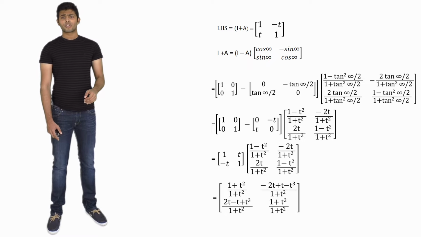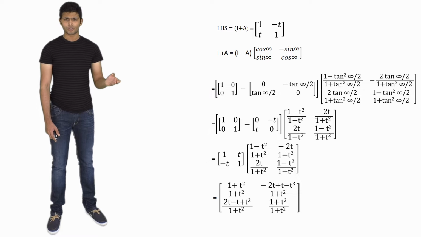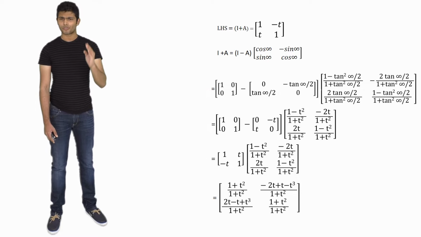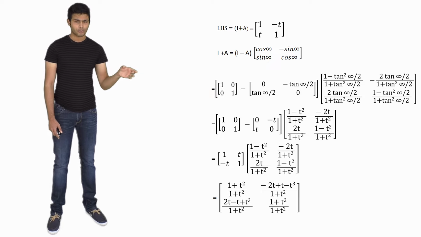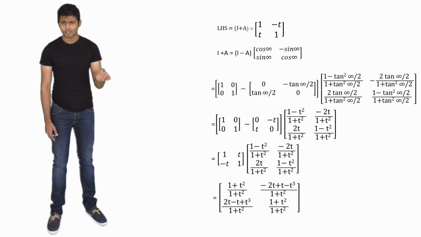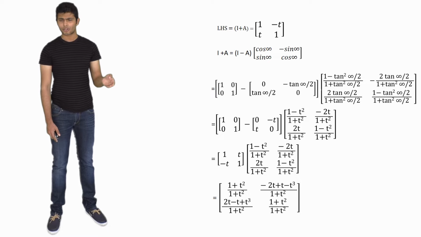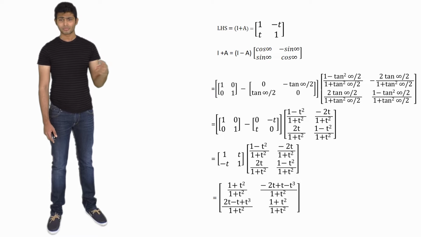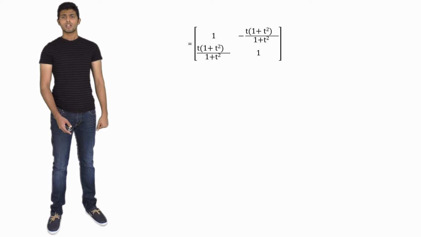So now we're going to multiply the two matrices. For multiplication, we multiply the first row and the first column, and we get the first element of the first row. To get the second element in the first row, we multiply the first row and the second column. Similarly, we multiply the second row and first column, second row and second column, and we get the third and fourth elements.